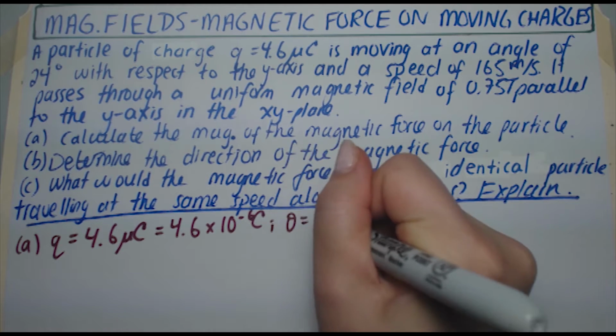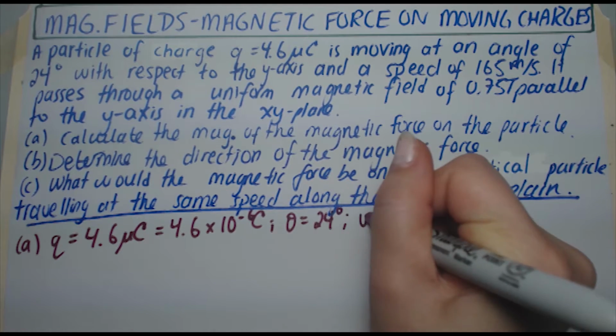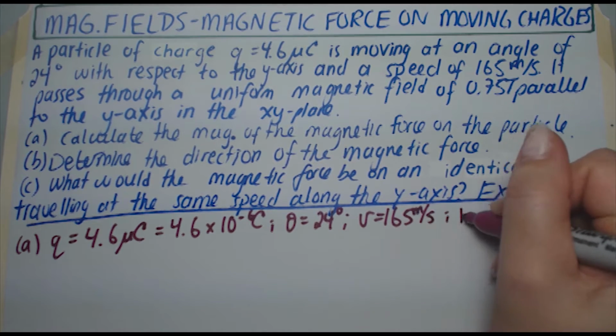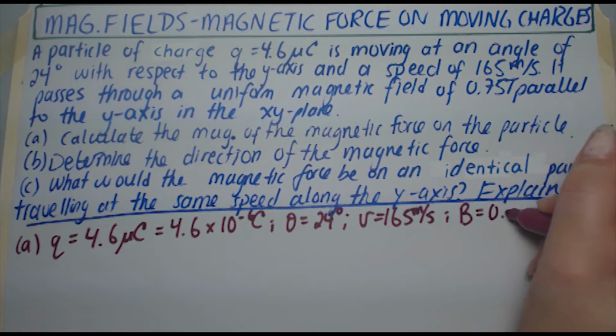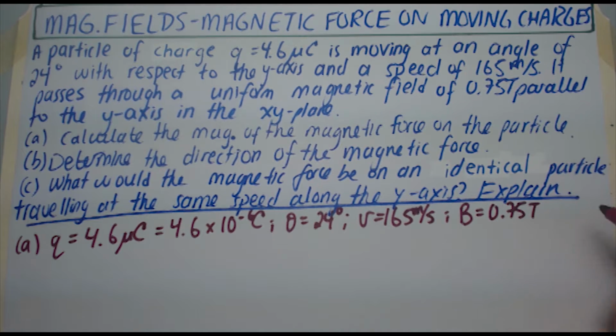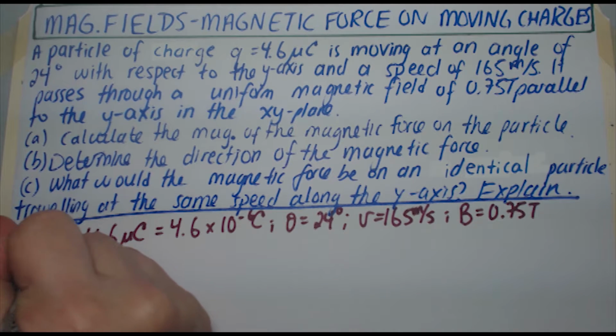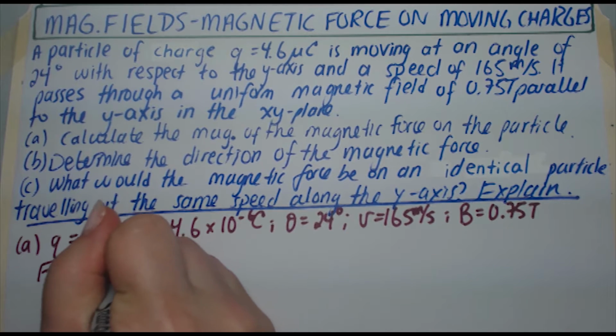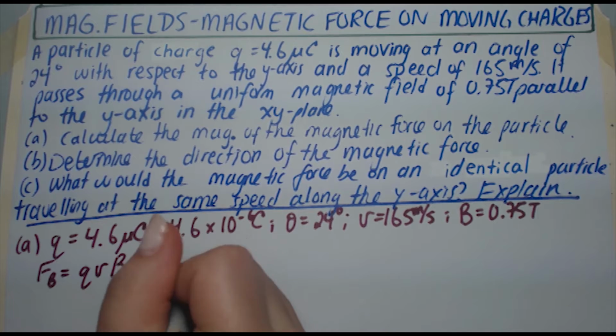My angle theta is 24 degrees. My speed V is 165 meters per second. And my magnetic field B is 0.75 Tesla. So I take those pieces of information and plug them into my formula. F_B equals QVB sine theta.